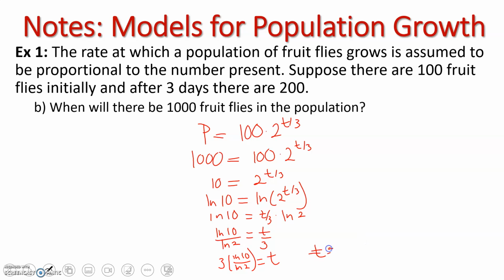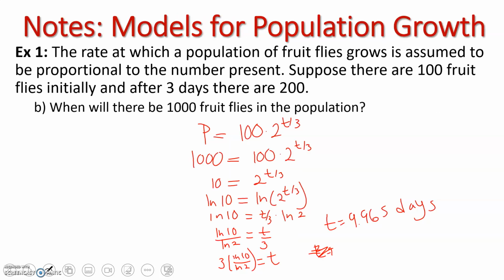So 9.965 days. And we would say then in about 9.965 days, there will be 1,000 fruit flies in the population.